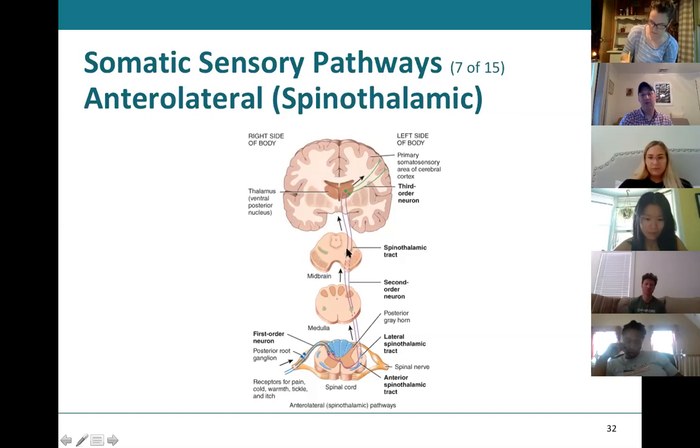We will travel through the spinothalamic tract inside the midbrain, which is where it actually gets its name from. Notice we synapse with our third order neuron inside the thalamus, so that is consistent. And then you travel to the primary somatosensory cortex.